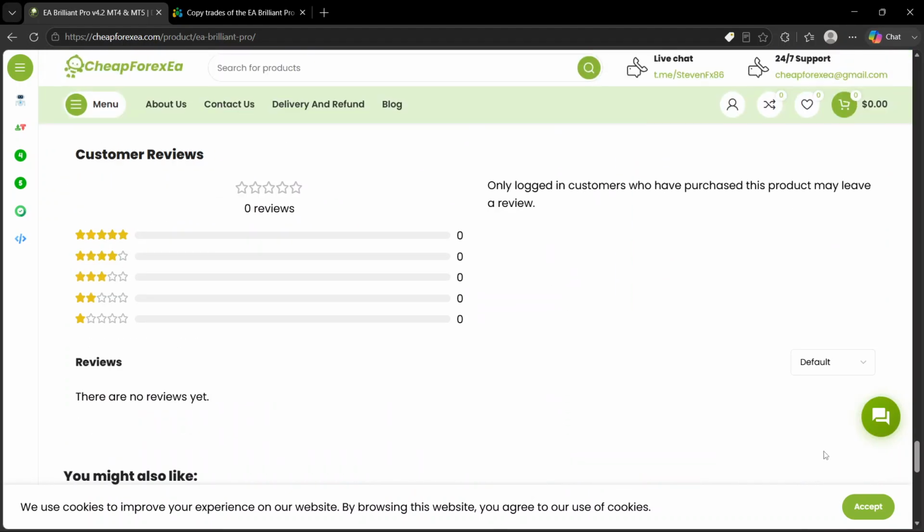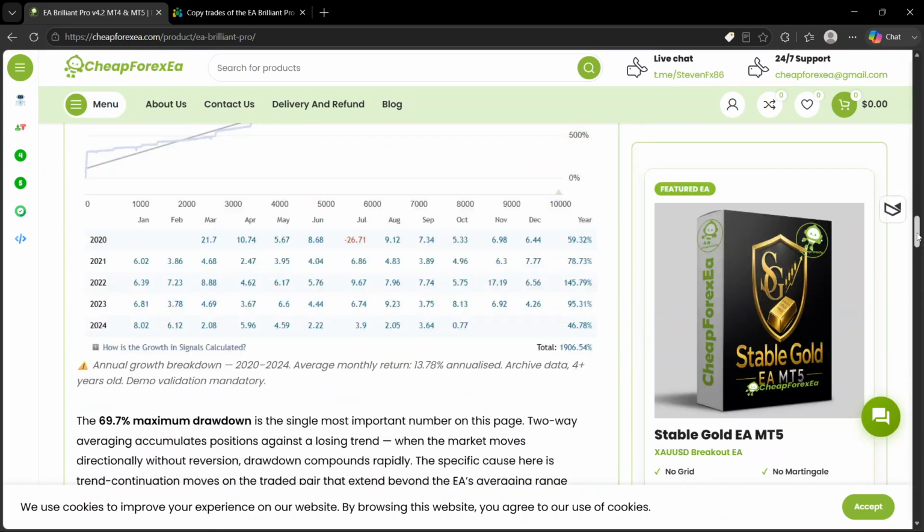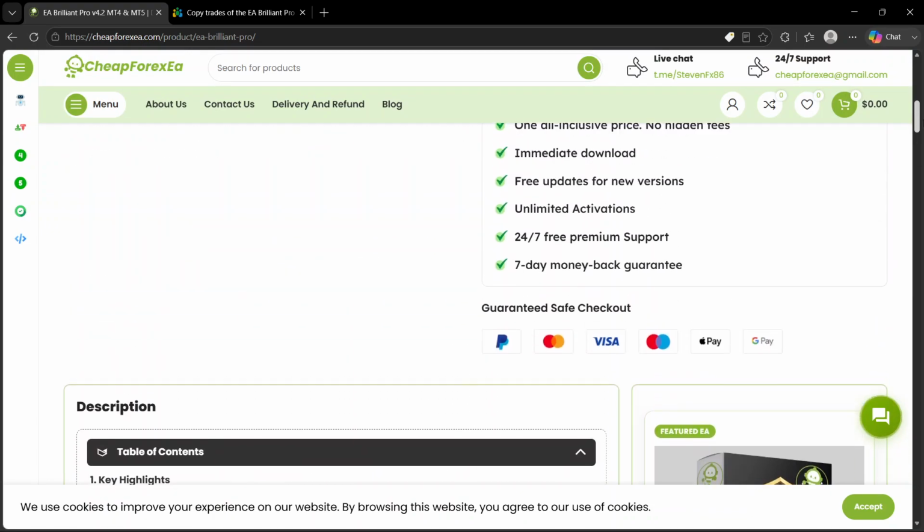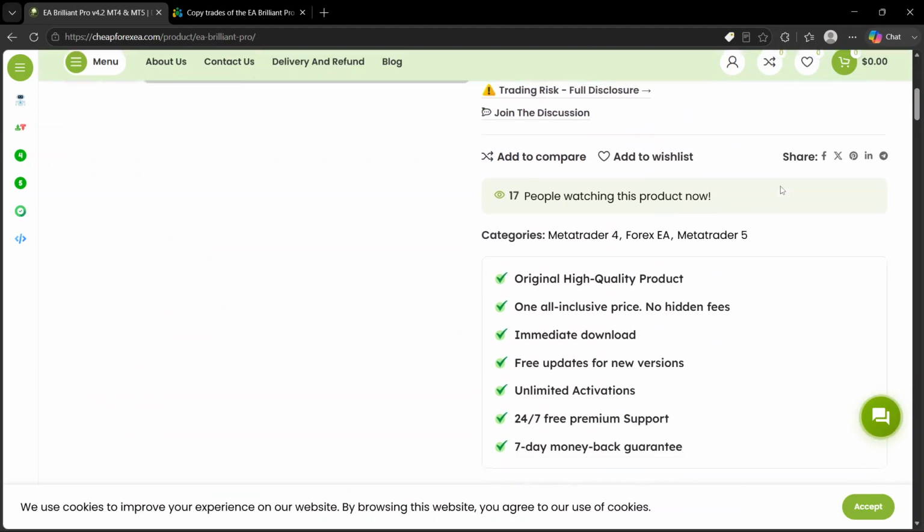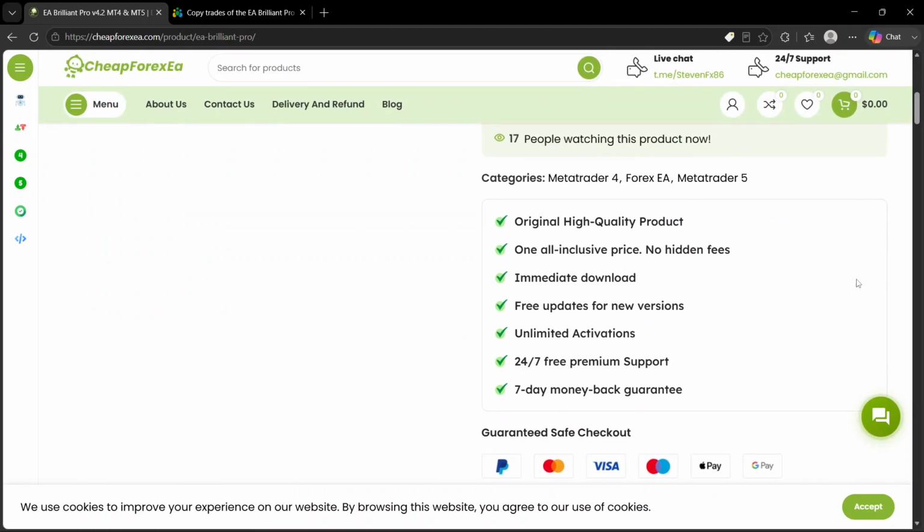Now, if you have such an amount to buy and test an EA, let us know in the comments whether it works for you. And if not, it's probably best you skip it.